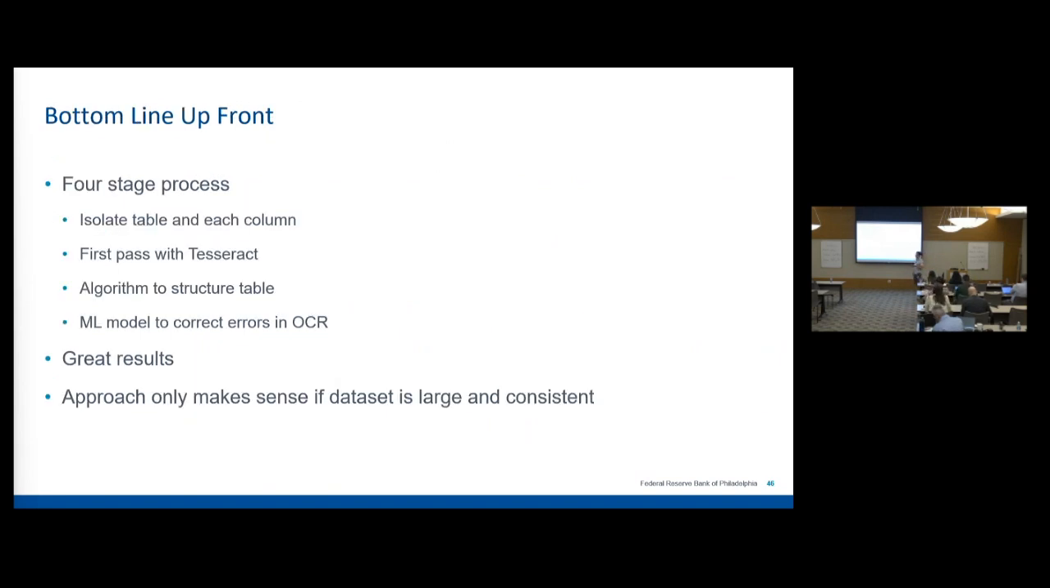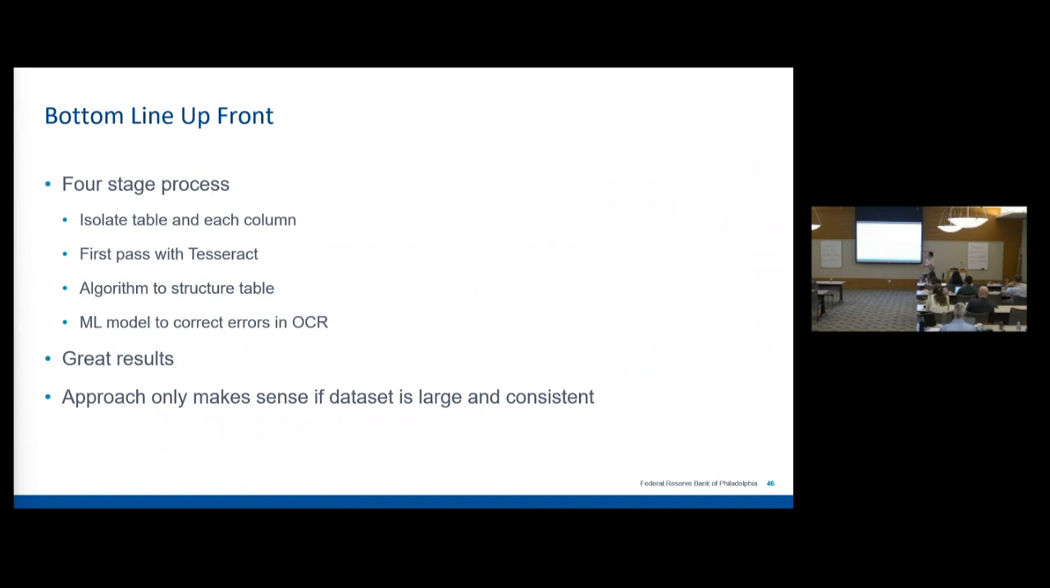So I'll skip right to the bottom line about the method we use, which is, in concept, similar to what Vitali described. Basically we want to isolate the components of the table as much as possible, getting down to the column level. We do a first pass with Tesseract, then we create an algorithm to structure the table, and then build a second stage ML model after we pass it through Tesseract to correct errors. So we lean on an existing model, and then we can improve a lot from there. And we get pretty great results, which I'll talk about in a second.